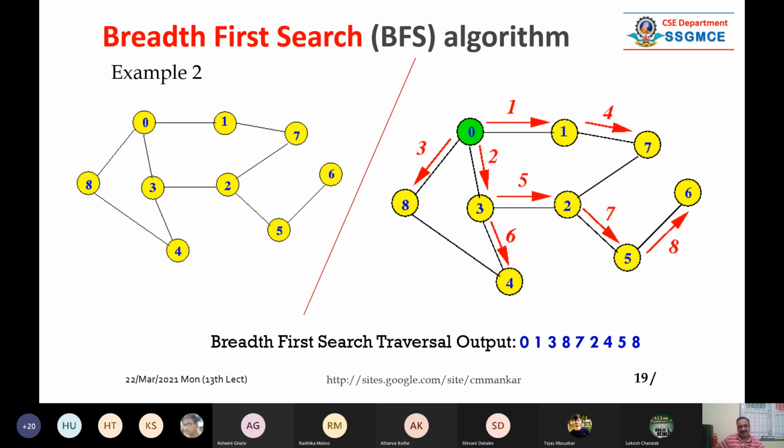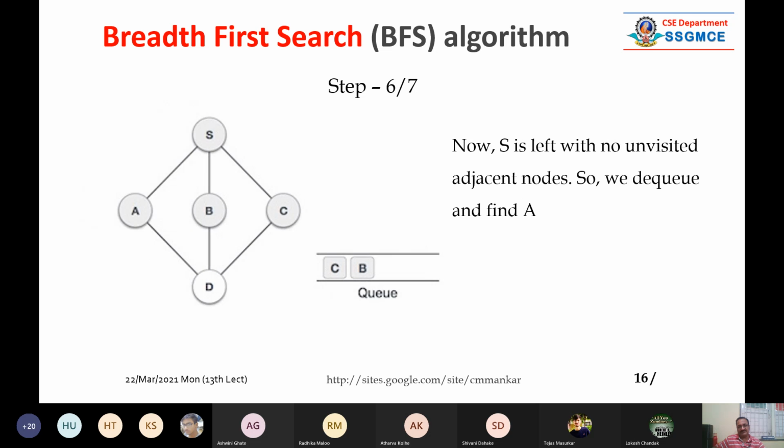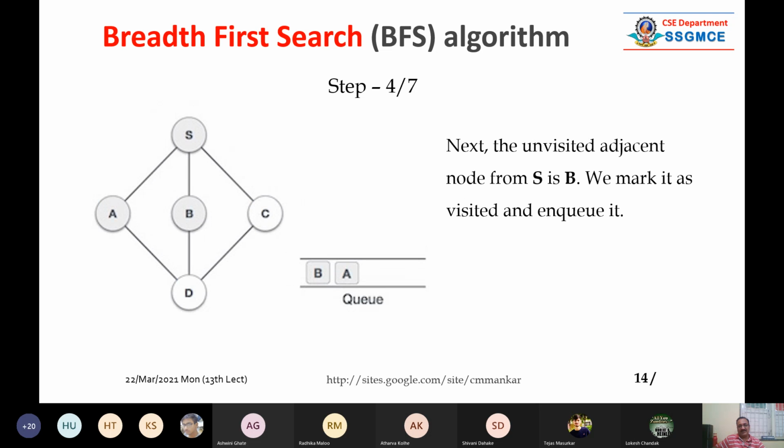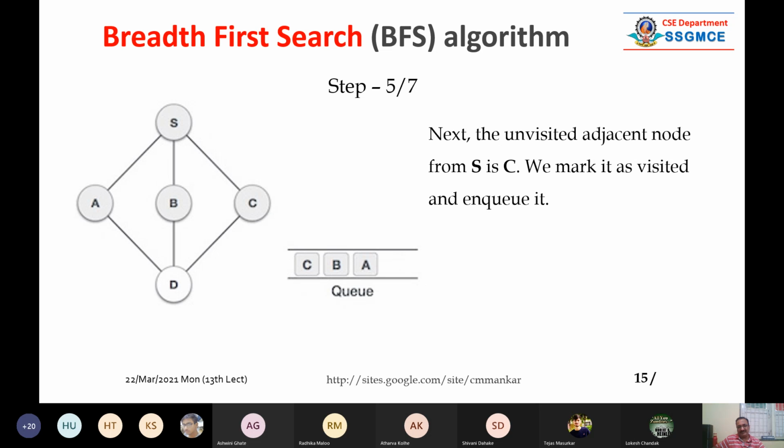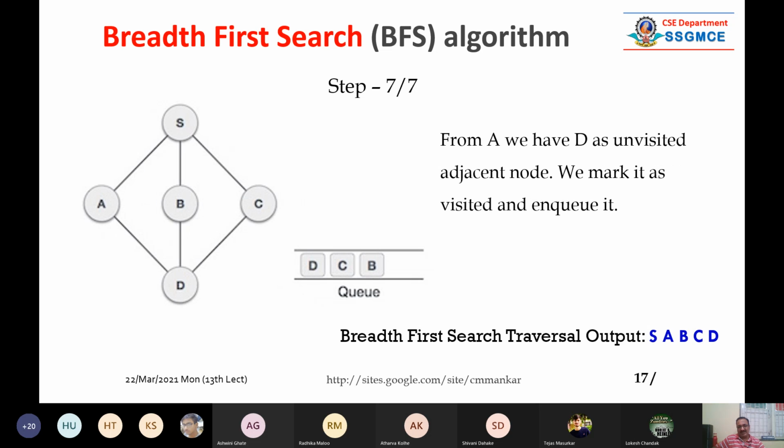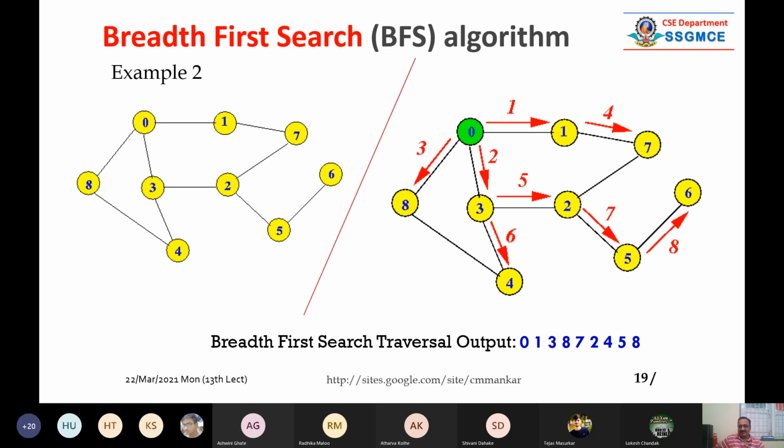Whatever we saw in this way, here we have seen the steps. Step number 4 of 7. Same thing, step number 5 of 7. So same thing is here. So instead of writing in terms of steps, we are writing directly on the graph in terms of red arrows.